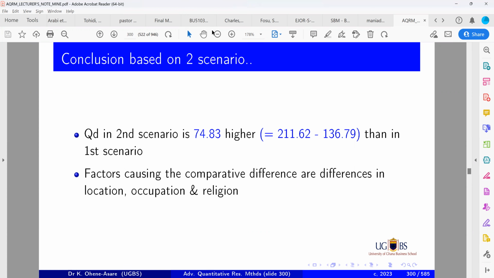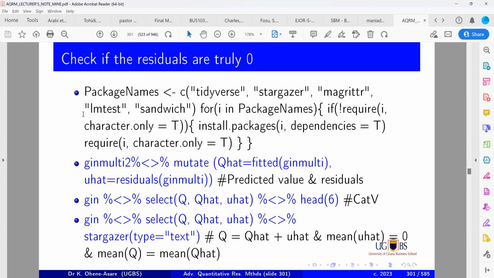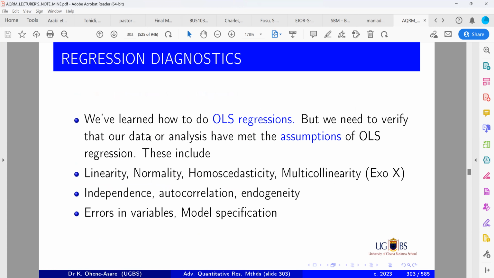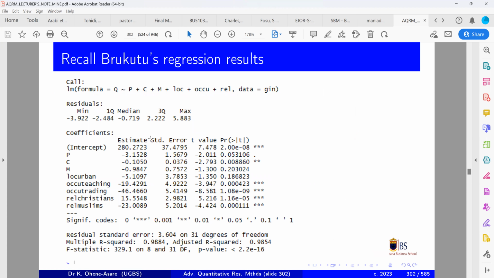Ladies and gentlemen, this is how you tackle regression. You can use these other commands here to get some of the residual analysis, whether the expected value of the residuals is truly zero. You can use some of these to check those analysis. The Burukutu data set is a wonderful multiple regression data set that you can make a lot of analysis from it.